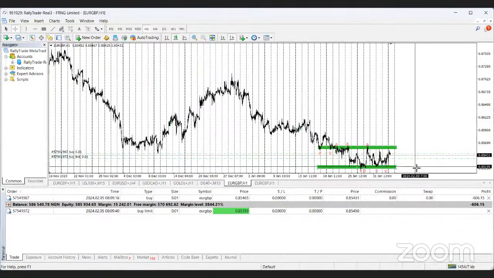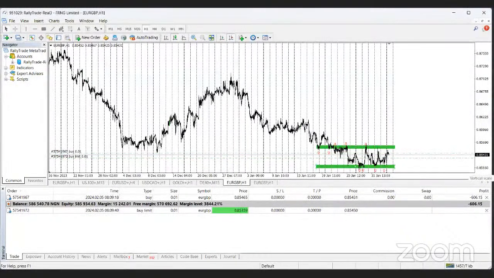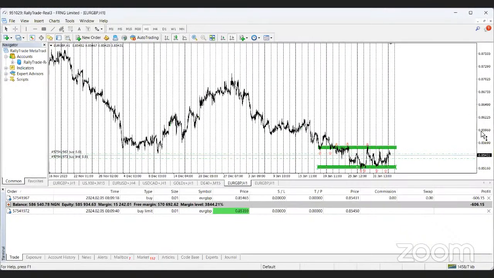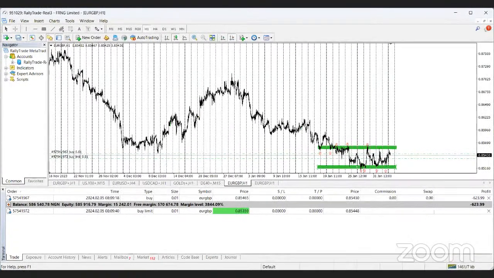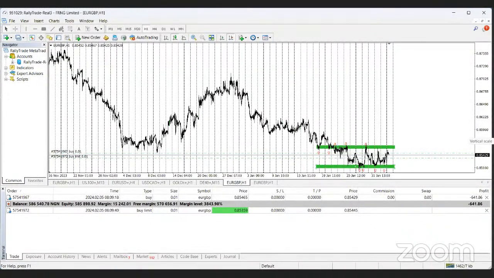Now let's quickly put stop loss and take profit to the current rate. The stop loss will be 0.85160 for euro pound, and the take profit will be 0.85960 or 0.8625. I go with 0.85960 because of time.